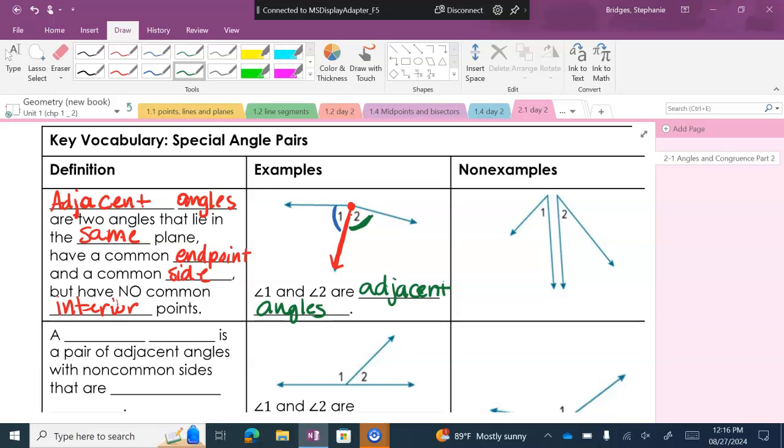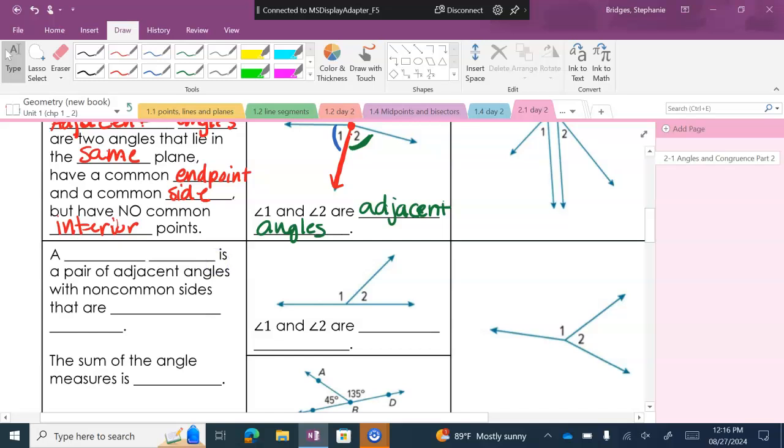All right, next is what we call a linear pair. A linear pair is a pair of adjacent angles, so they have to be touching, with non-common sides that are opposite rays.